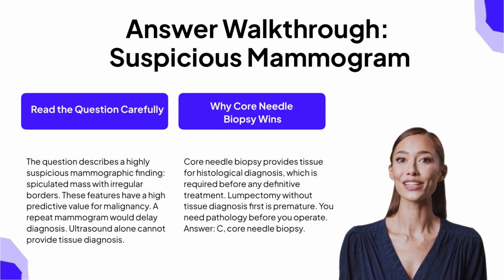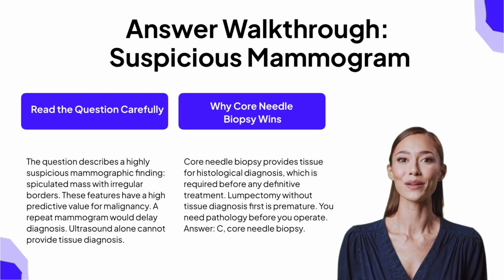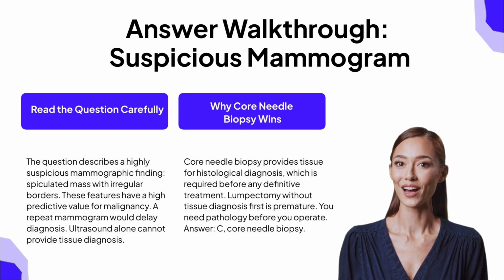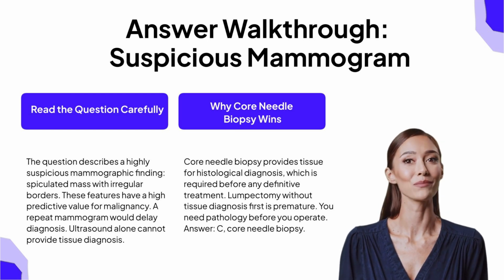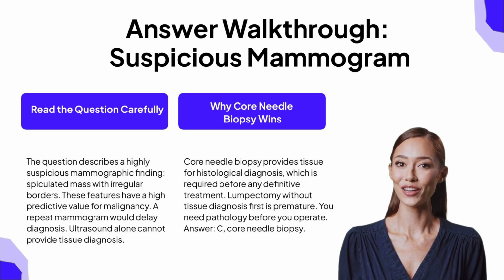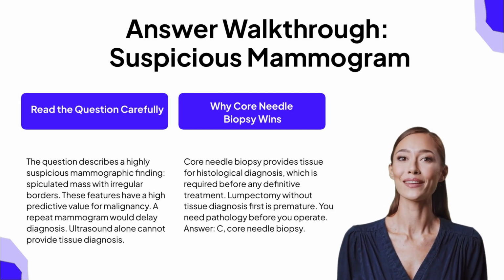Let us work through this answer. First, read the question carefully. The mammogram shows a spiculated mass with irregular borders. These are highly suspicious features with a high predictive value for malignancy. This is not a wait and watch situation. Now, why does core needle biopsy win? Because we need tissue for histological diagnosis before any treatment can begin.